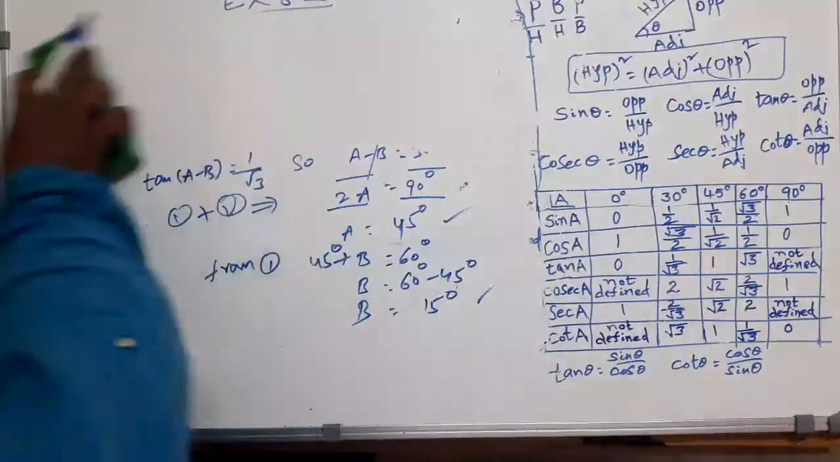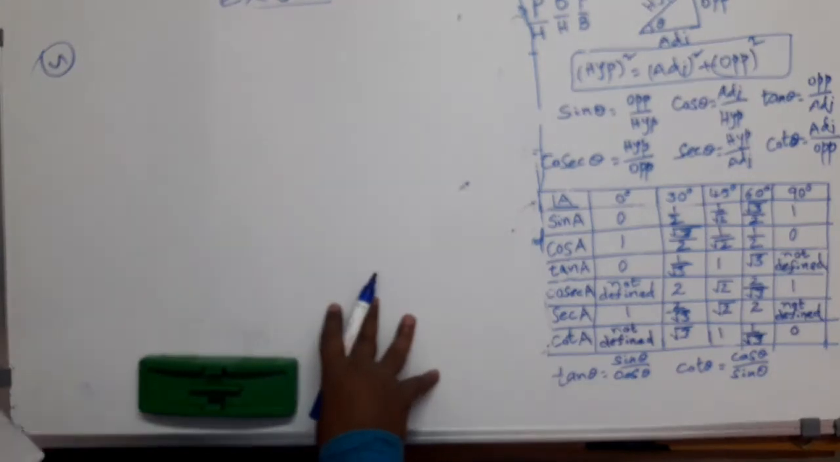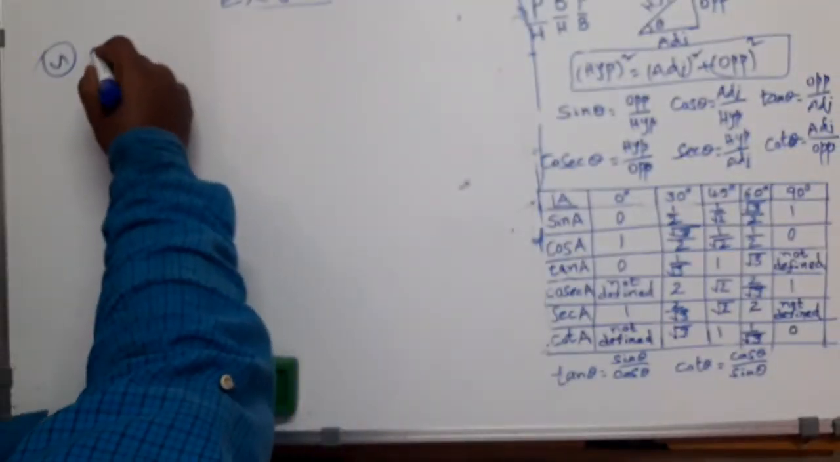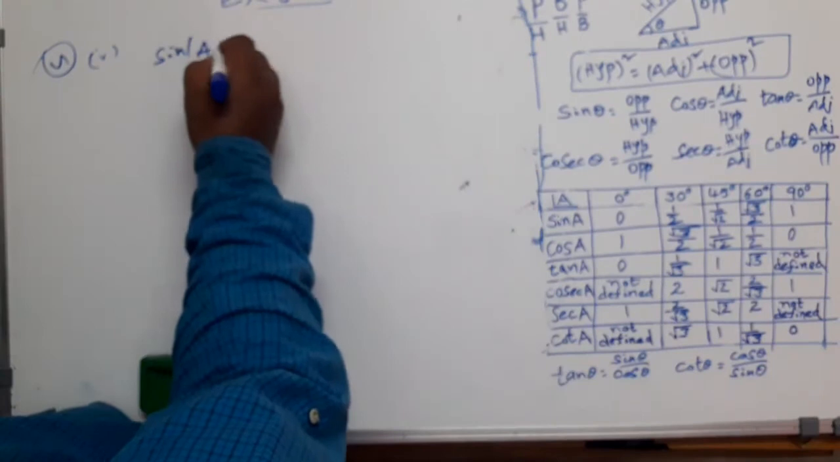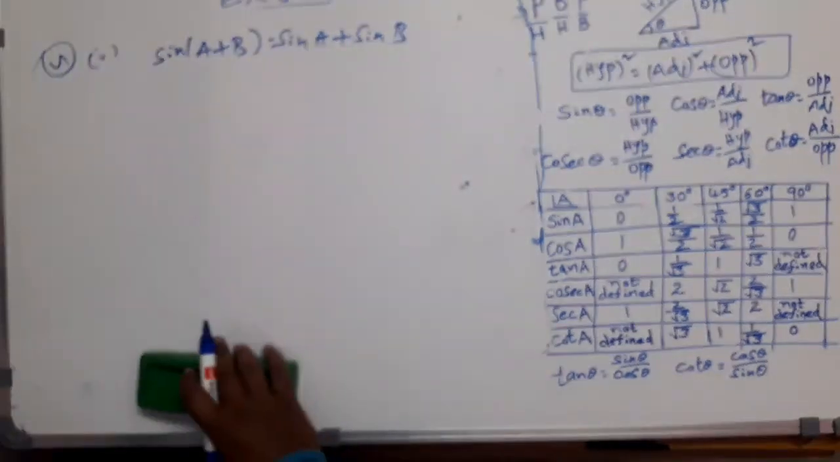Question number 4. State whether the following are true or false. Justify your answer. That is the question. It has got, of course, 5 parts. Let us see the first part. Sine of A plus B is equal to sine A plus sine B. That is given. This is an equation, right?